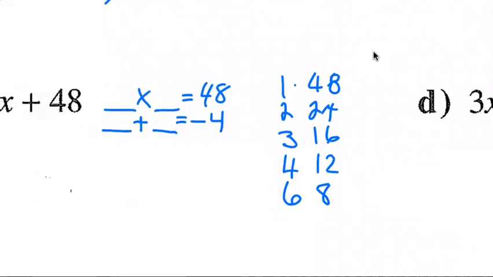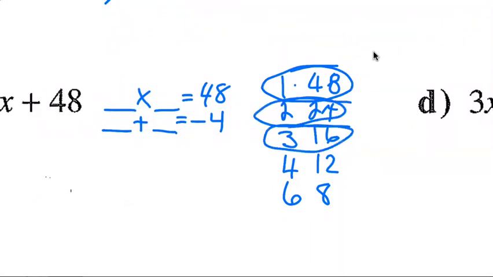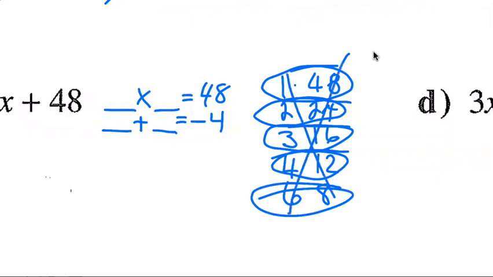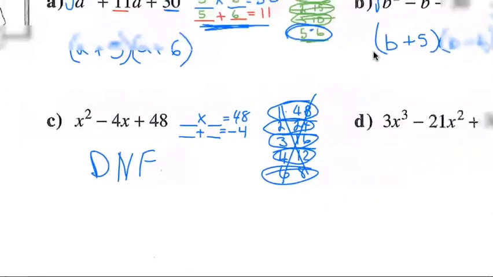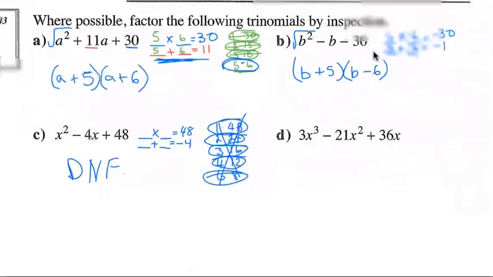Well, I can't make 1 and 48 add to -4. I can't make 24 and 2. I can't make 16 and 3. 12 and 4 is not going to work, and 6 and 8 is going to be too small. So there's no possible option. Does not factor.